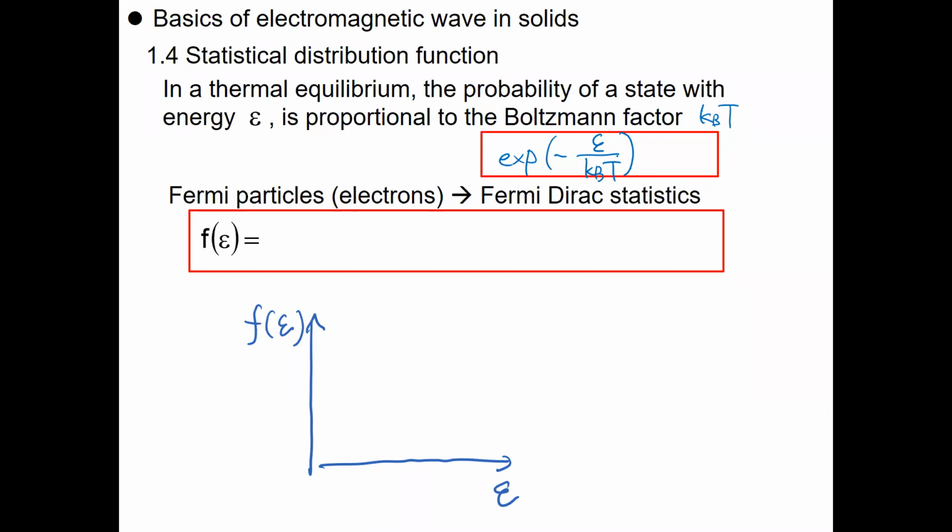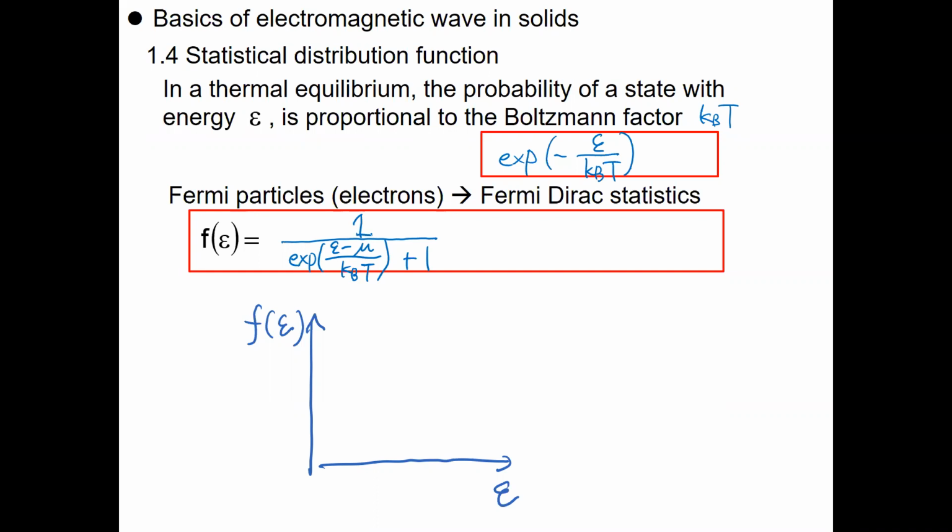And in the case of particles like electrons, which are Fermi particles, the distribution is given by the Fermi-Dirac statistics, and this equation is equal to 1 over exponential of (epsilon minus mu) over kBT, plus 1. Okay.